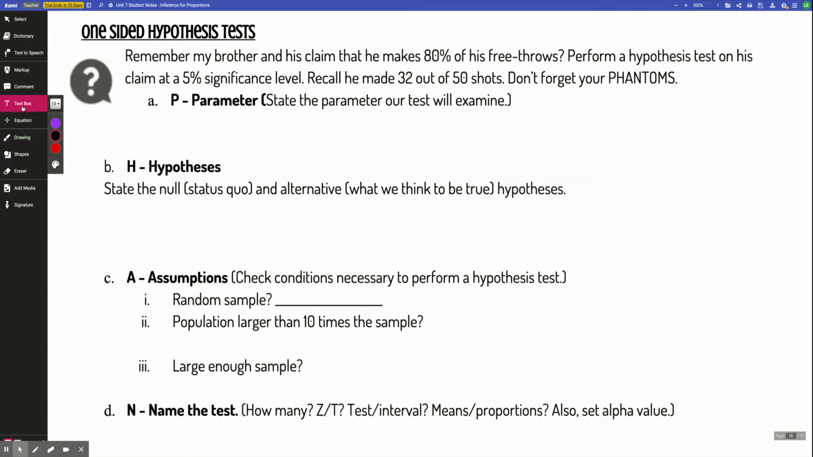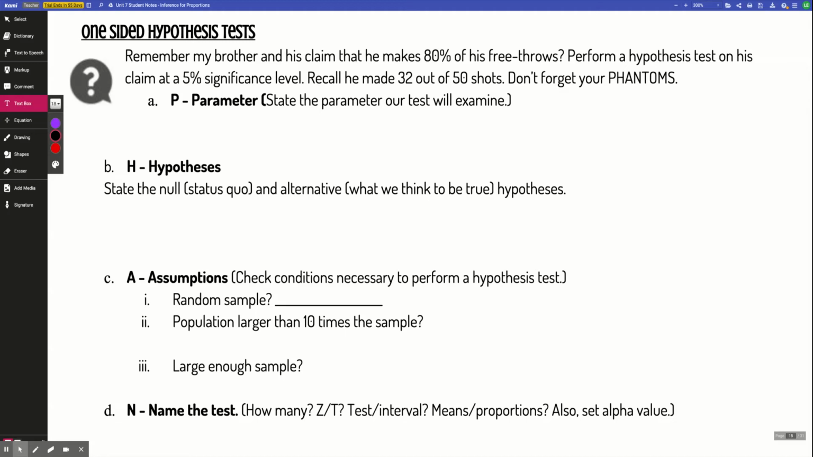So this hypothesis test is for an experiment that we simulated in class. So the claim is that my younger brother, who really loves sports and thinks he's really good at basketball, claims to make 80% of his free throws. So we're going to perform a hypothesis test on his claim at the 5% significance level, right? And just as a reminder for you, in a sample of free throw shots, he made 32 out of his 50 shots. Right?